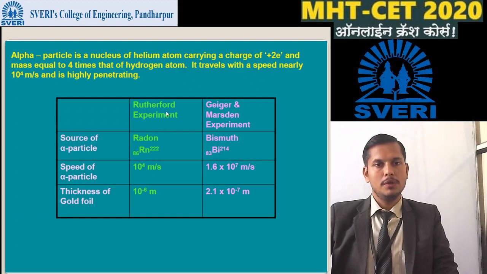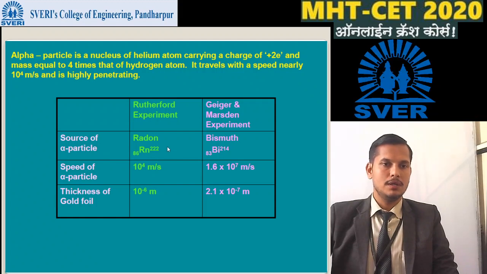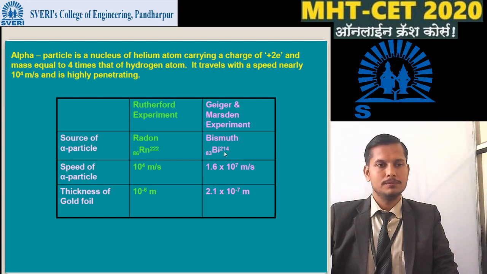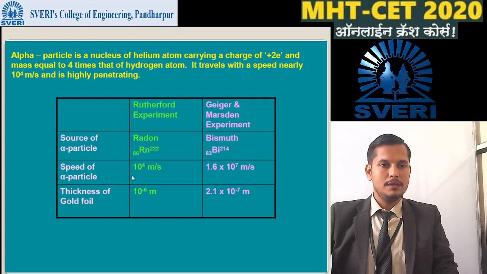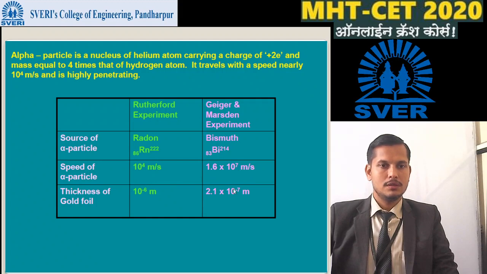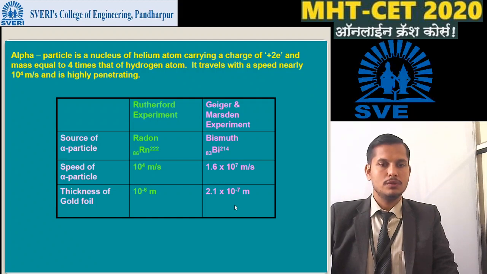If we compare the Rutherford experiment and the Geiger and Marsden experiment, the source of alpha particles in the Rutherford experiment is radon. In the Geiger experiment, it is bismuth. Speed of alpha particle is 10 raised to 4 meter per second here, and in this case 1.6 into 10 raised to 7 meter per second. Thickness of gold foil for the Rutherford experiment is 10 raised to -6 meter. For the Geiger experiment it is 2.1 into 10 raised to -7 meter.